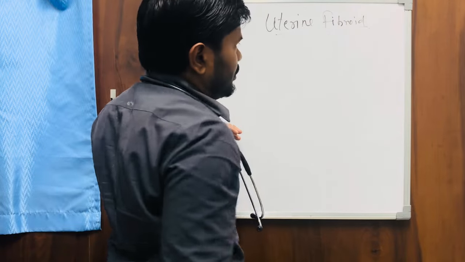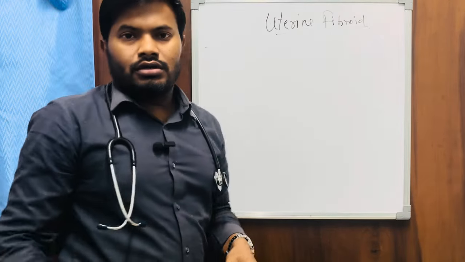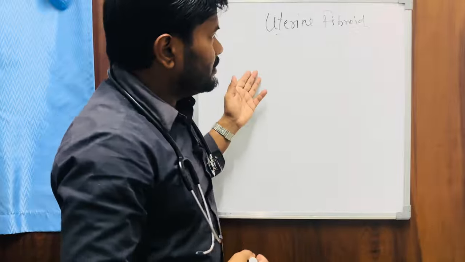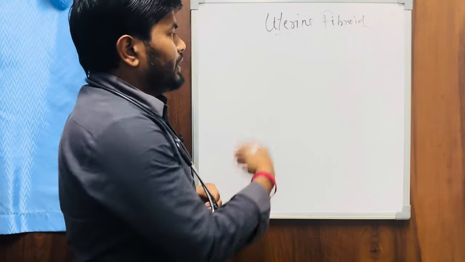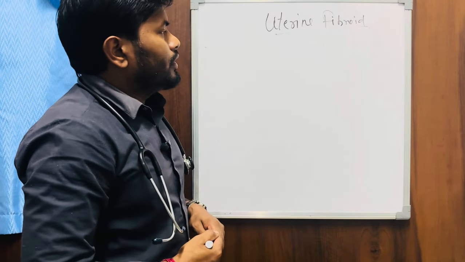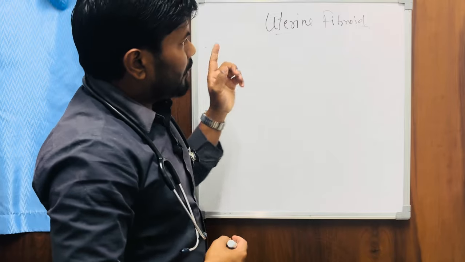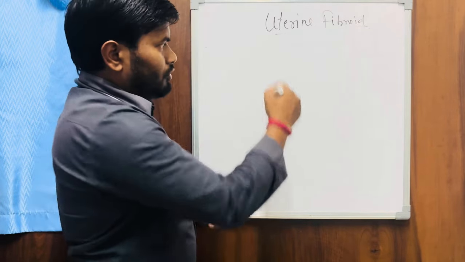This uterine fibroid, or fibroid in the uterus, occurs in women above 30, 35 or 40, or in menopausal age, and is very common. It is a pelvic tumor, a benign tumor in women, and fibroid occurs in the smooth muscles of the uterus. So I will show you in a picture.